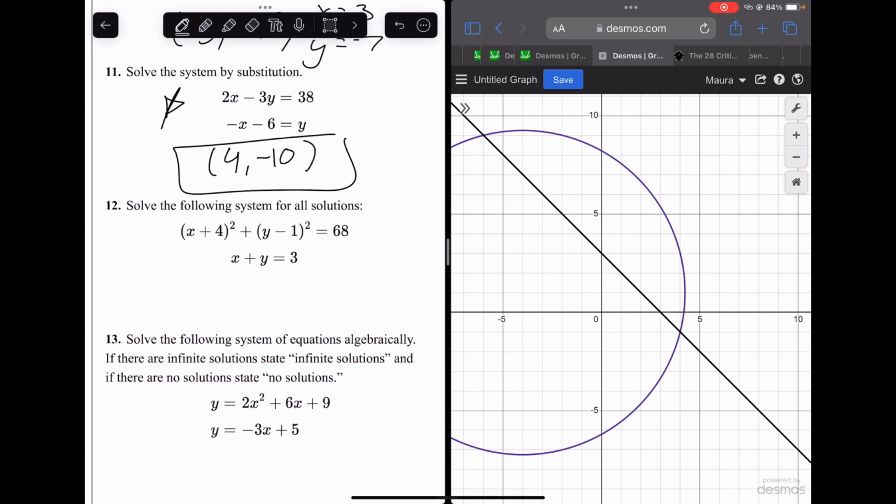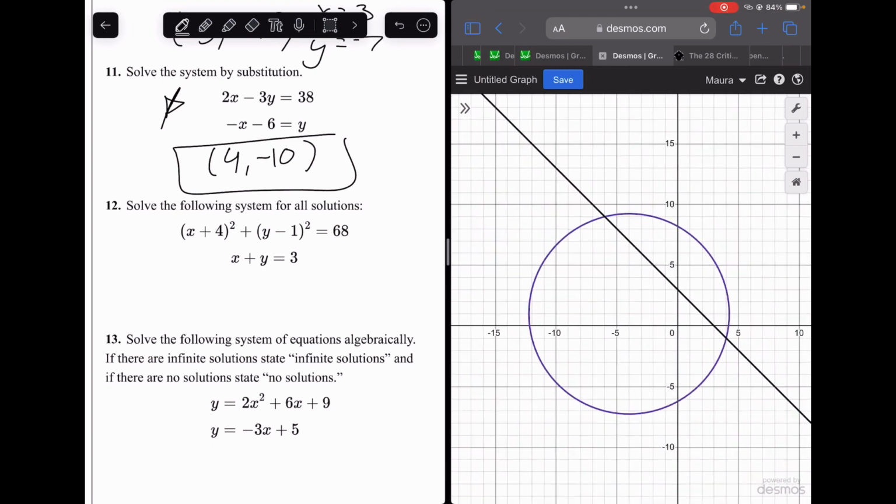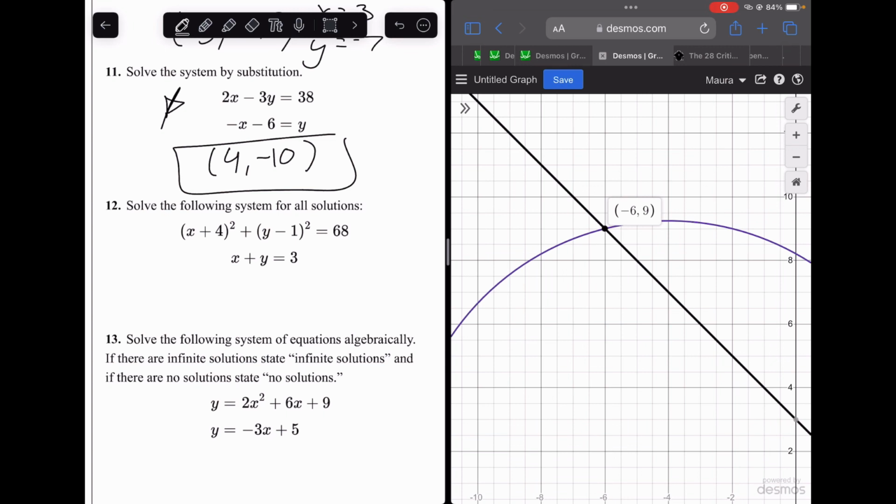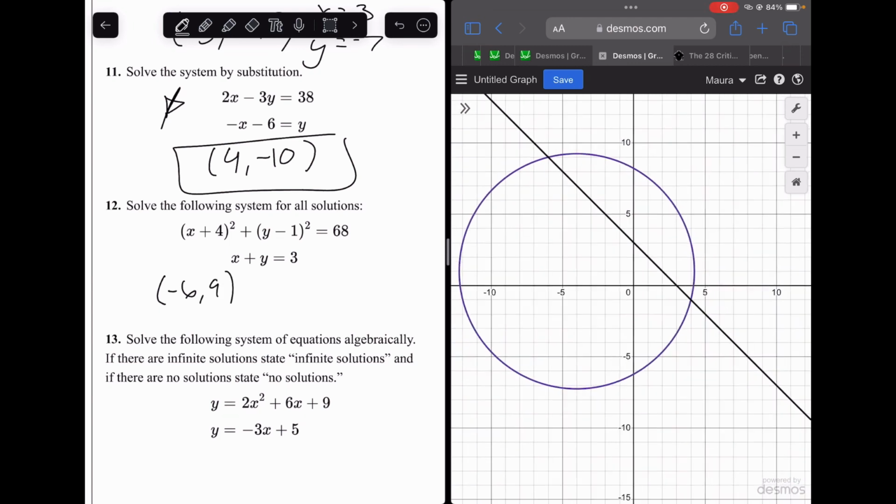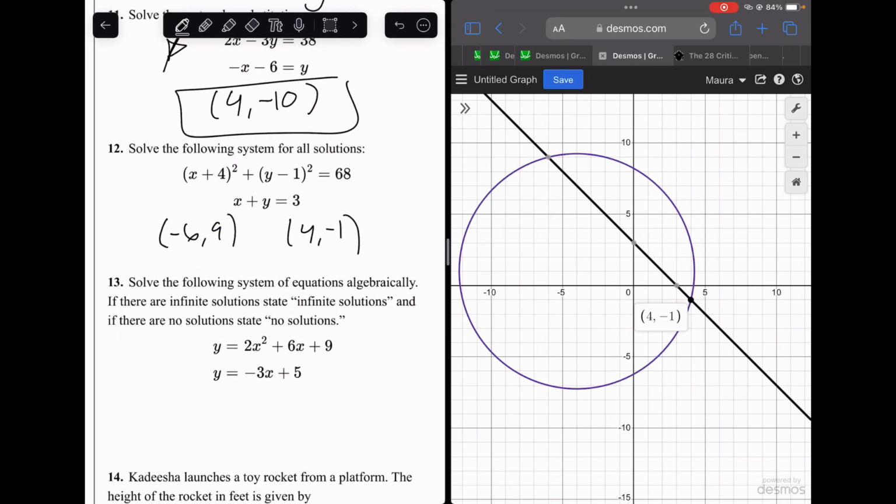Now, again, I want to point out, notice how it does highlight the intercepts of both of the functions. These are not your solutions, all right? We are looking at where the 2 functions intersect. Okay, so that's going to be at negative 6, 9, and 4, negative 1. All right.